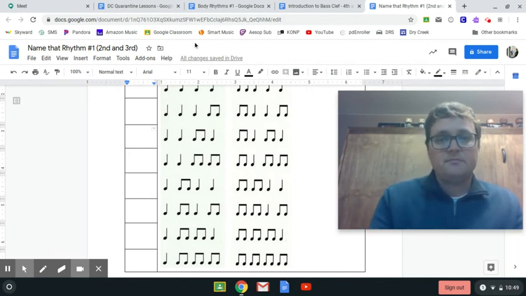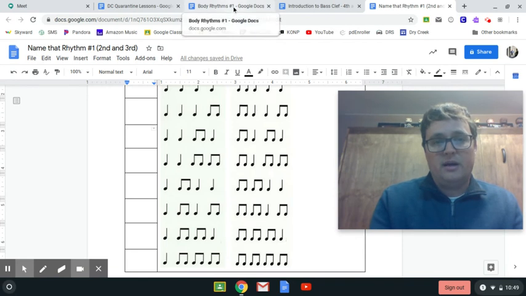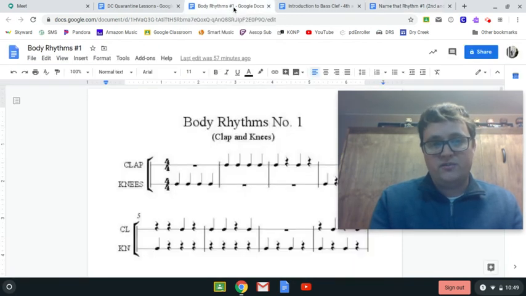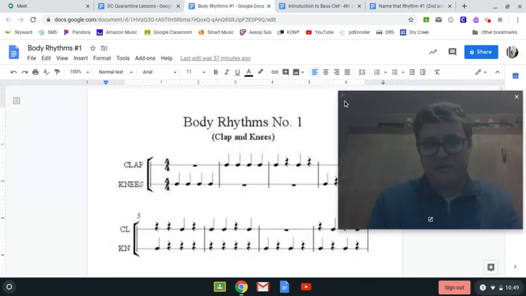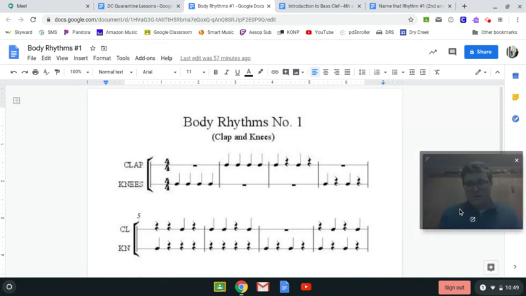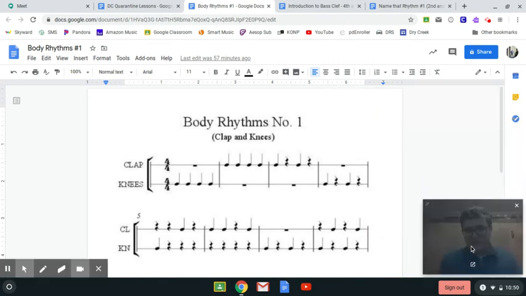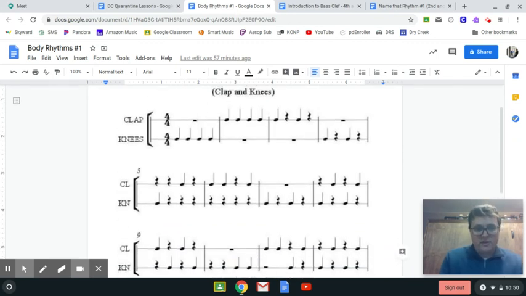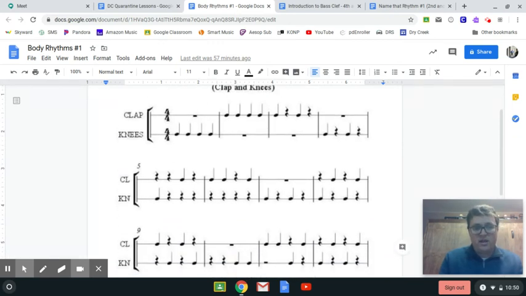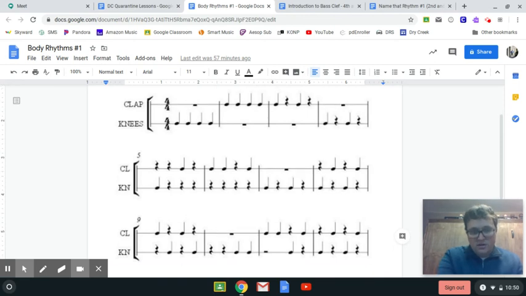Here's the last thing. This one is completely optional, not an assignment, just for fun. Let me shrink my face again. It is something called body rhythms. Here we have some rhythms where you can clap your hands or clap your knees. The top line is clapping your hands. The bottom line is tapping your knees.